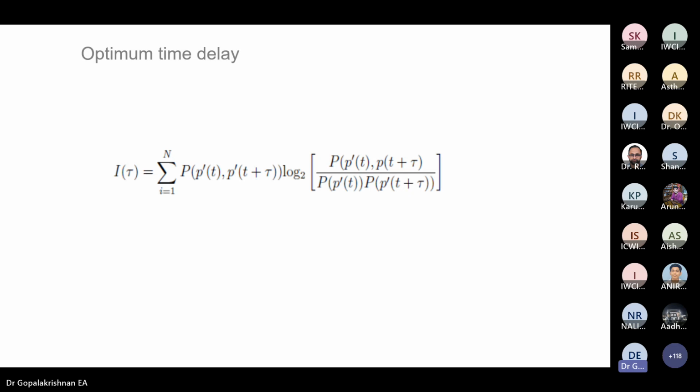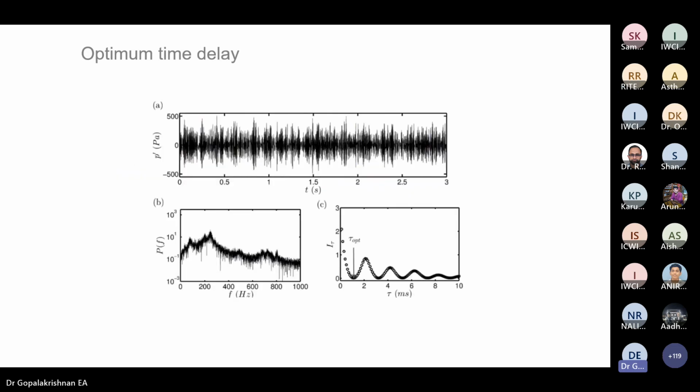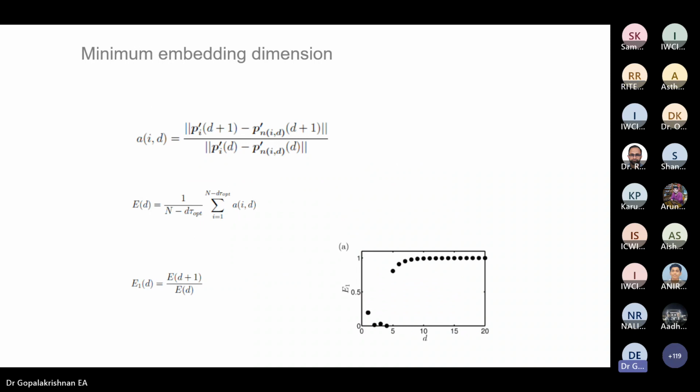That is, if I have one data, by introducing a delay, that is by shifting, the other data is embedded in this data. So that is the idea of optimum time delay. By what amount I should delay, I determine by what is known as the optimum time delay. Second, how many such variables I should create is determined by what is known as false nearest neighbors, otherwise known as the minimum embedding dimension. So using these two concepts, you can actually recreate the phase space.